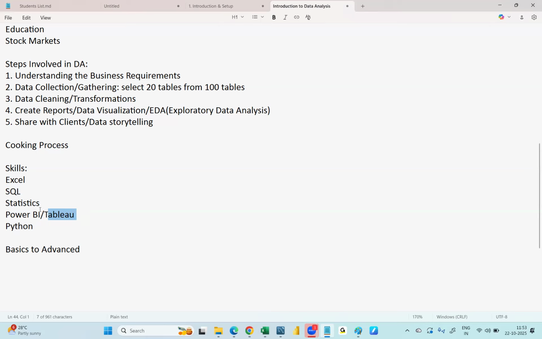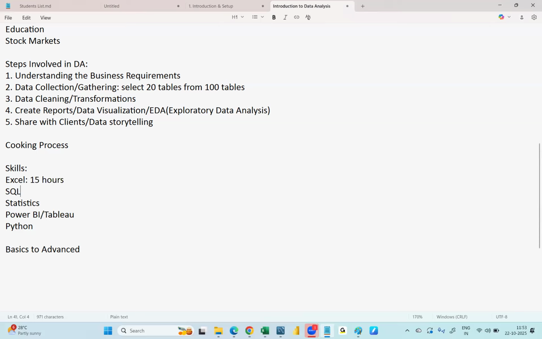But Power BI is the most important. We will spend at least 30 to 35 hours learning Power BI. So what is the skill-wise time duration? See, Excel will be covered in 15 classes. How many? 15 classes. 15 hours.